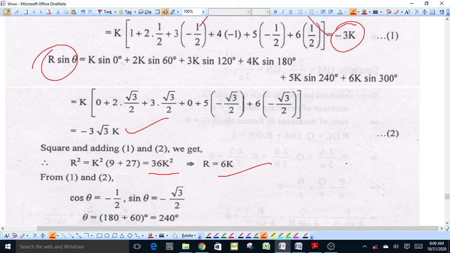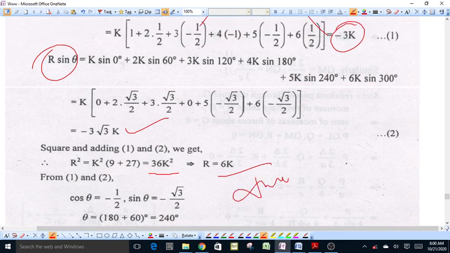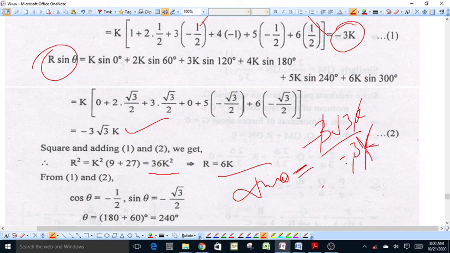By dividing the second equation by the first equation, tan theta comes out to be minus 3 root 3 upon minus 3. k cancels out, 3 cancels out, which is equal to root 3.